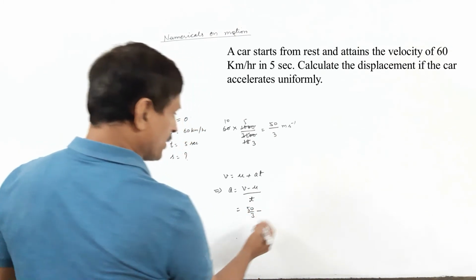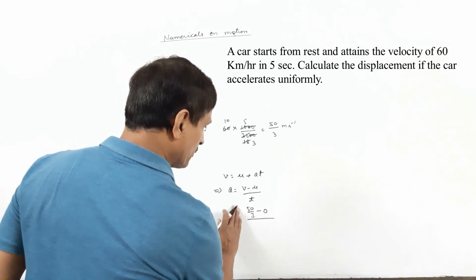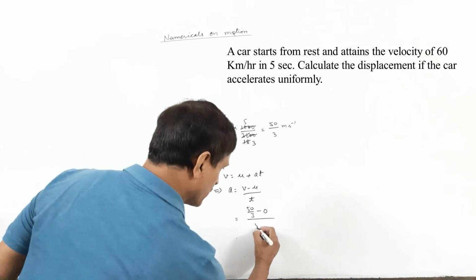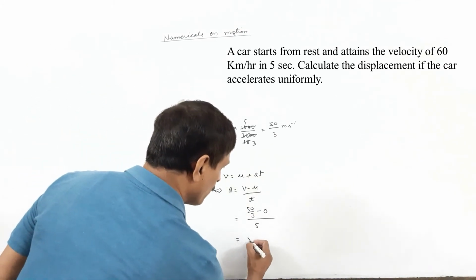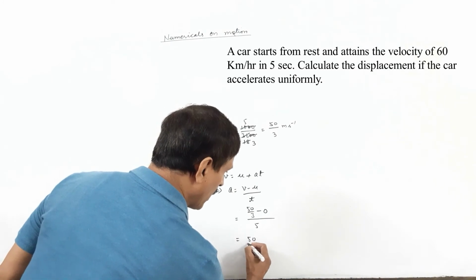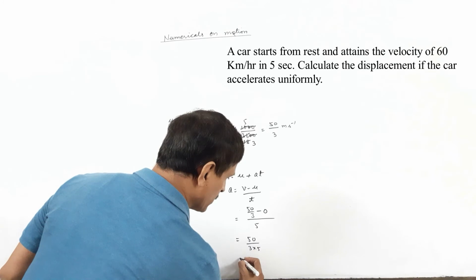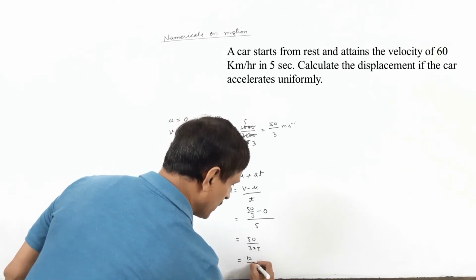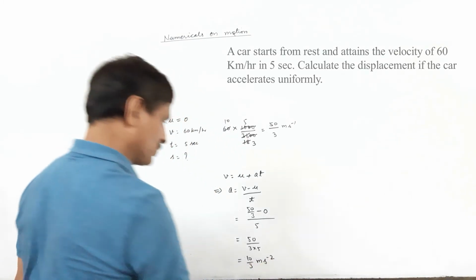minus initial velocity, which is 0, upon time, which is 5 seconds. So that is 50 upon 3 into 5, and that is equal to 10/3 meter per second squared.